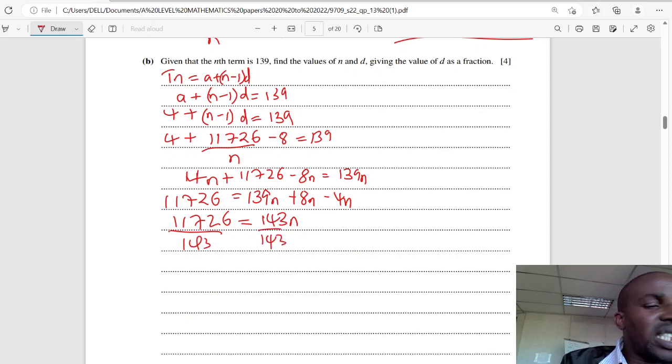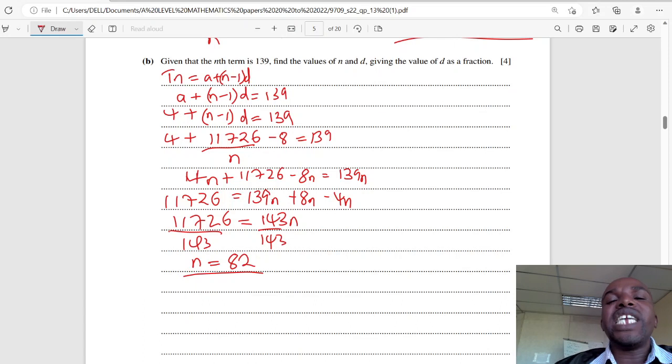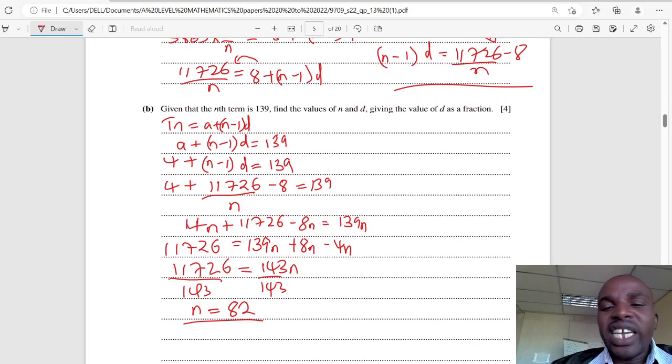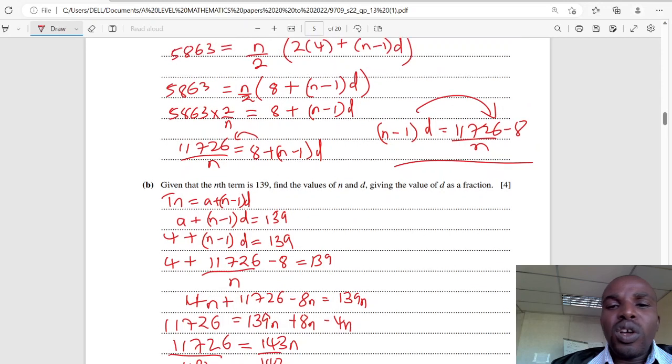So you say 11726 divided by 143, you get 82. So n is equal to 82. So your n is the number of terms. Please take note: if you found your n as a decimal or fraction, that's not the answer, because n is the number of terms, and the number of terms must always be a whole number. That is what helps you see whether the value is wrong or correct. So you must find your n as a whole number and not negative. Otherwise, you have to check for mistakes.